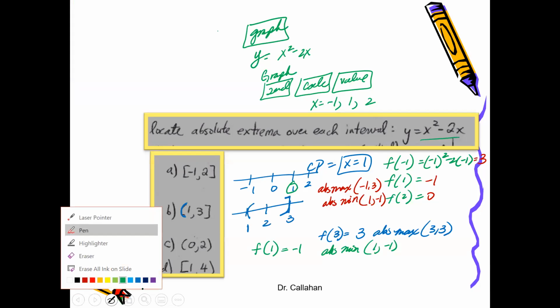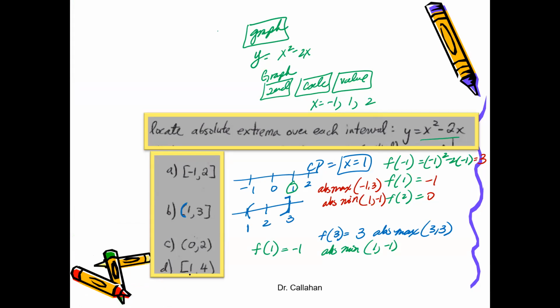And if you take a look at D, you have 1 to 4, so you have f of 1, which is your critical point, and also the endpoint. And that's what you use. You can't use 4. So f of 1, which is going to give you -1, is also your absolute min. And that's a summary of what we learned yesterday.